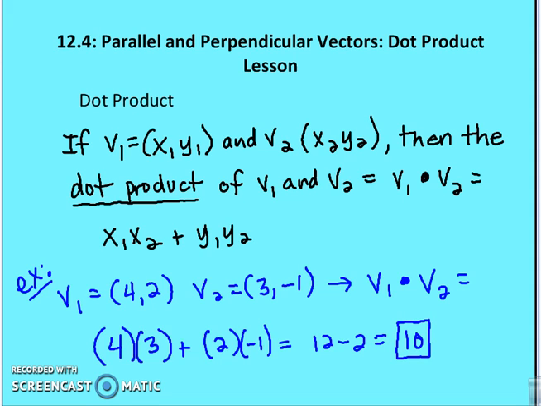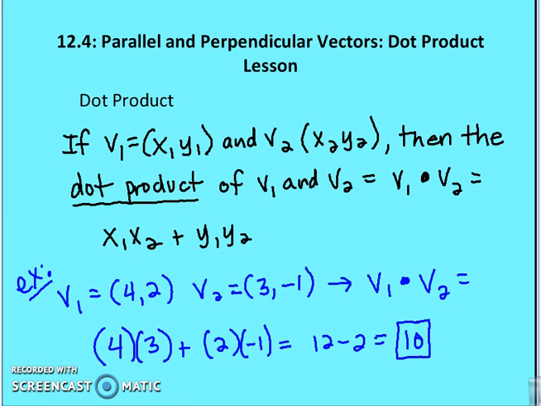If I have two vectors, vector 1 and vector 2, and I identify the vectors in coordinate form, x1, y1 for vector 1 and x2, y2 for vector 2, then the dot product of vector 1 and vector 2, v1 dot v2, is equal to x1 times x2 plus y1 times y2, which is a sum.